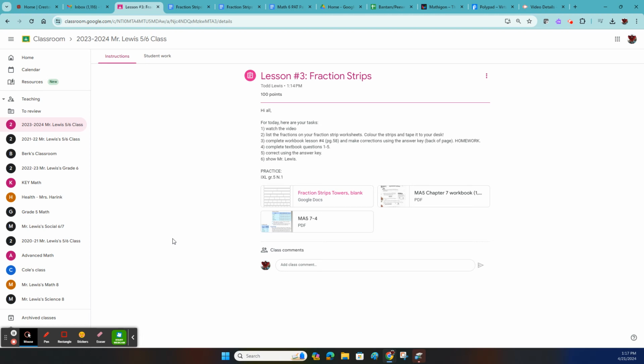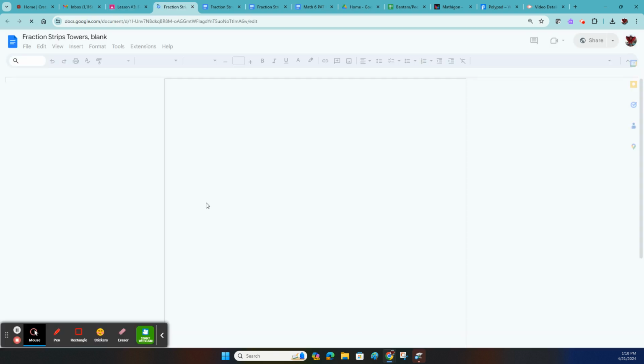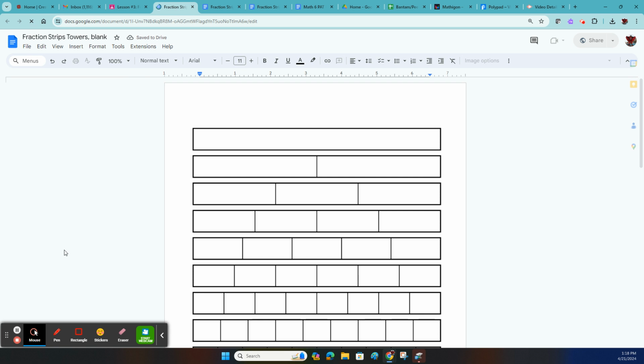Howdy, howdy, howdy. We're talking fractions, and this time we are going to be using fraction strips to help us compare fractions, because fractions are kind of weird and sometimes they look like they'd be really small, but actually they're really big. So, anyway, let's have a look at our fraction strip tower. We've called these fraction bars. It's the same thing: strips, bars, whatever.